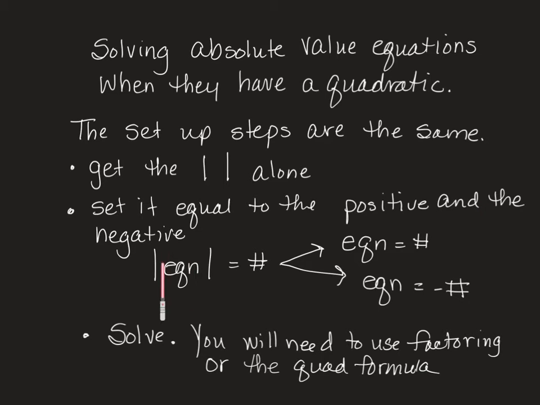So you're going to take that equation that's inside the absolute value and set it equal to the positive, and you're going to set it equal to the negative. When we go to solve, it is different because they are quadratics. So we're going to need to use factoring or the quadratic formula. When we do that, you're going to have to set it equal to 0 first.